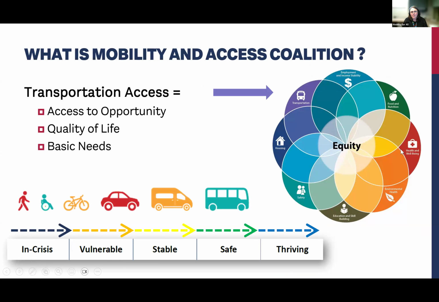Just a reminder that the Mobility and Access Coalition focuses on transportation equity. We believe that transportation is a vital part in accessing opportunity, having good quality of life, and meeting your basic needs. We really want to make sure that people can get to safe and thriving levels of self-sufficiency through their multimodal transportation choices.